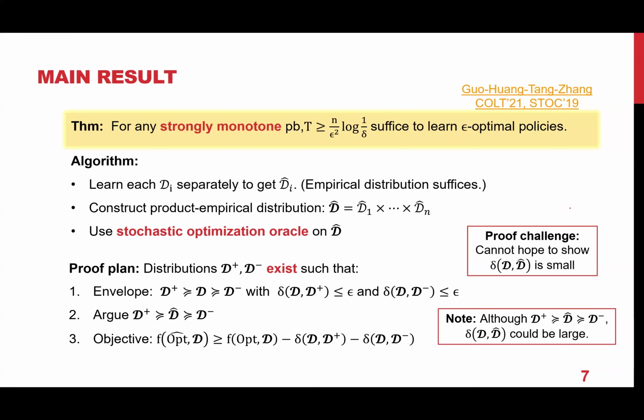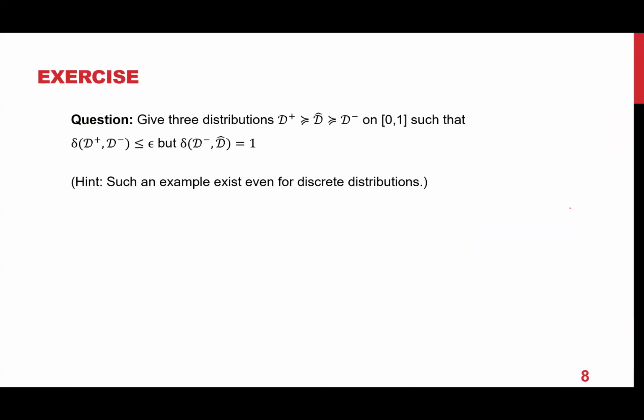Okay, maybe to illustrate this, let me give a small exercise. Let's take maybe 2-3 minutes to solve it. So the question is the following. Come up with 3 distributions, I'm calling them D minus, D plus, and D hat. Let's say 3 arbitrary distributions on 0 to 1, such that the distance between the bottom and the largest one is at most epsilon, but the TV distance from the middle one is very large, like 1.